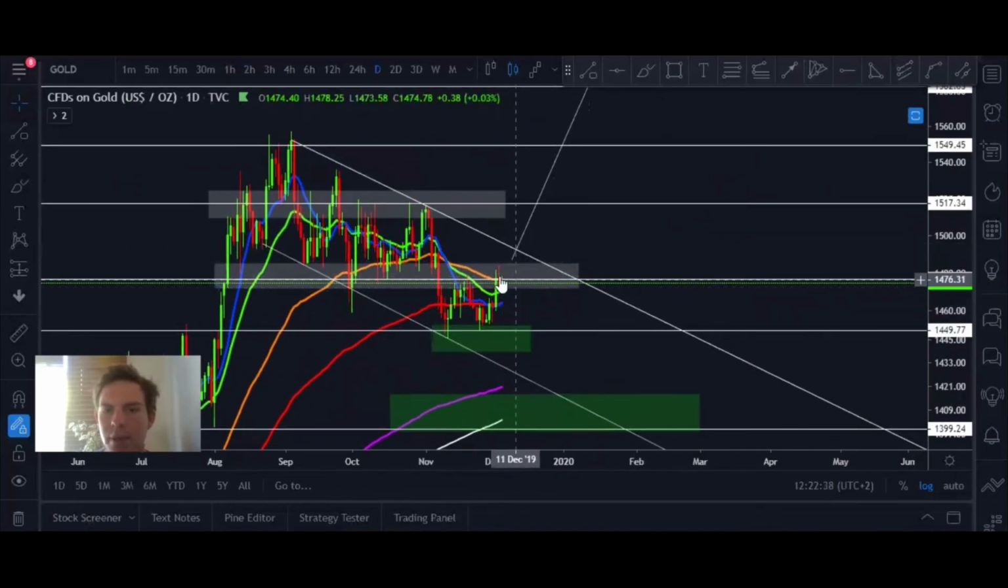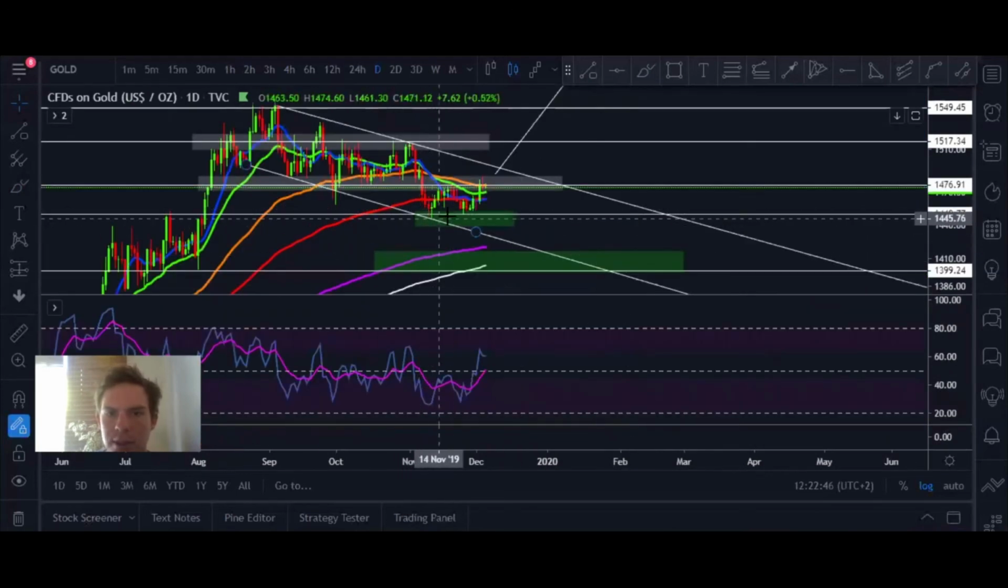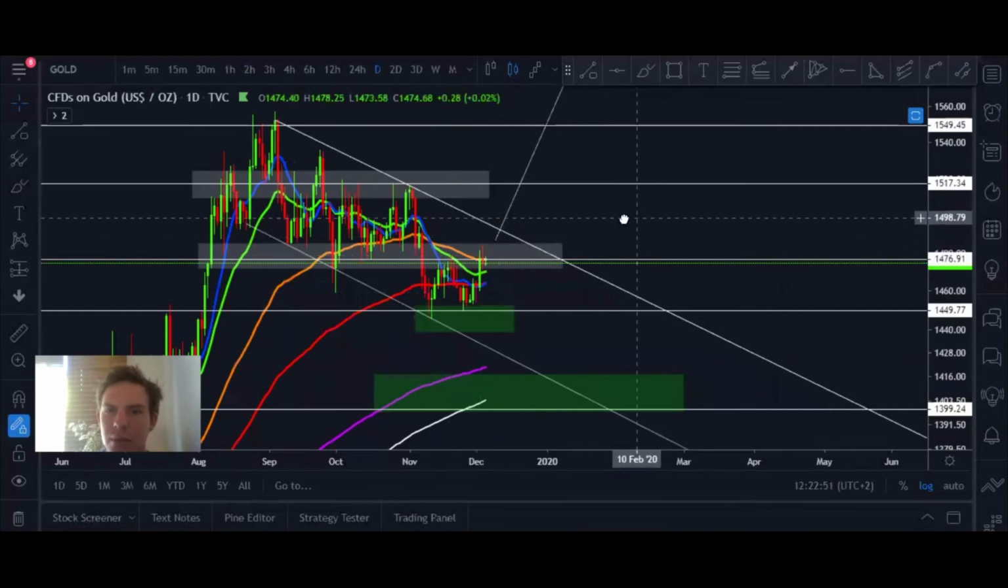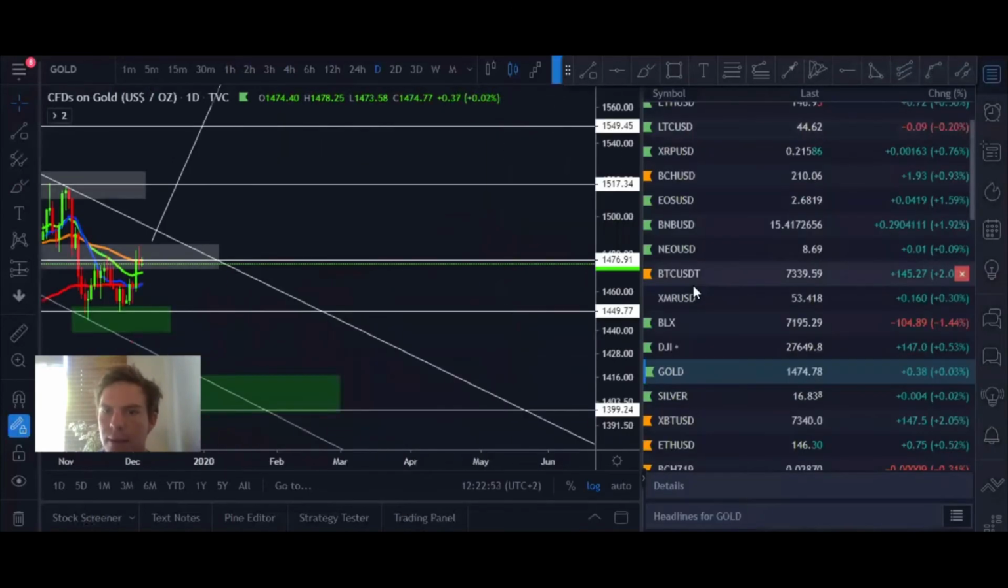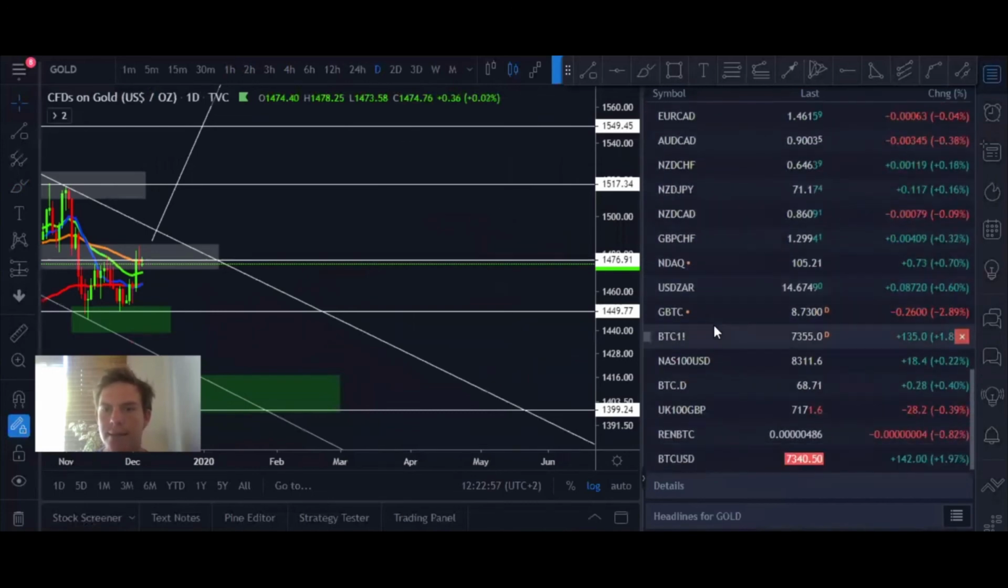So yeah, I expect this to be a little bit of resistance, maybe pop back down, go a little bit sideways, then maybe a breakdown even worse. But this was a beautiful bullish divergence on the RSI as well. So a bounce was to be expected. Okay, so gold, let's have a look at Nasdaq.